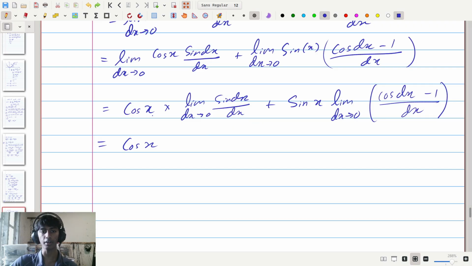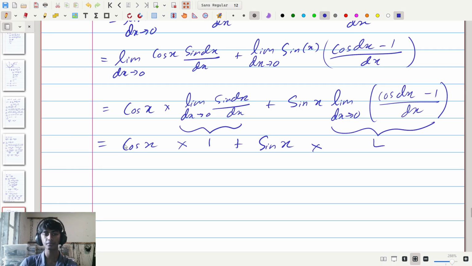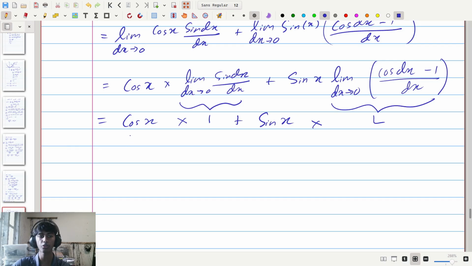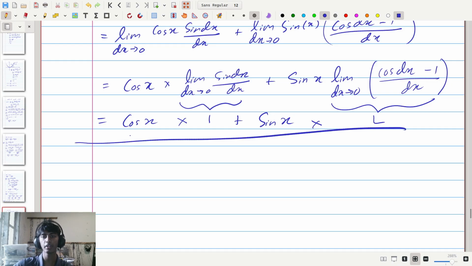So this is going to be 1. So here this limit is going to be equal to 1. So we have cosine of x times 1 plus the sine of x times this limit here, which for now I'm going to leave as L. We'll solve for L and substitute L back again. So currently what we have is the cosine of x plus the sine of x times L. Let's take L separately and consider it.